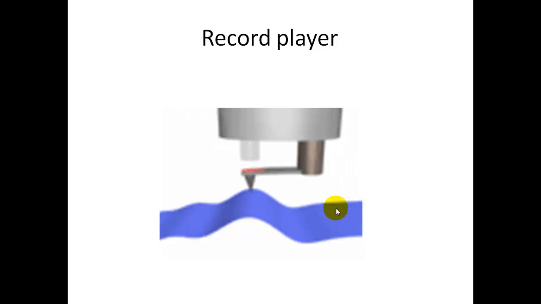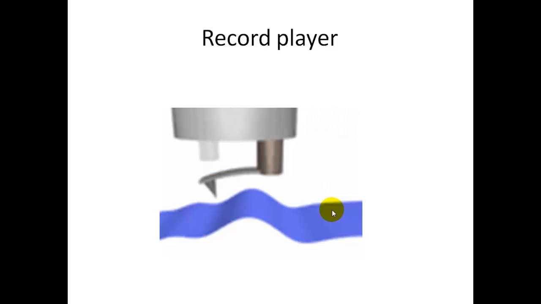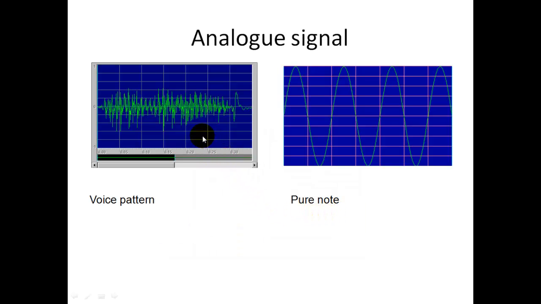So this is what it does. It just moves along the groove and it vibrates, and this vibration is turned into sound, and this is magnified. This is amplified. Here we have an analog signal. You can see it varies from extreme values to 0. This is another analog signal.